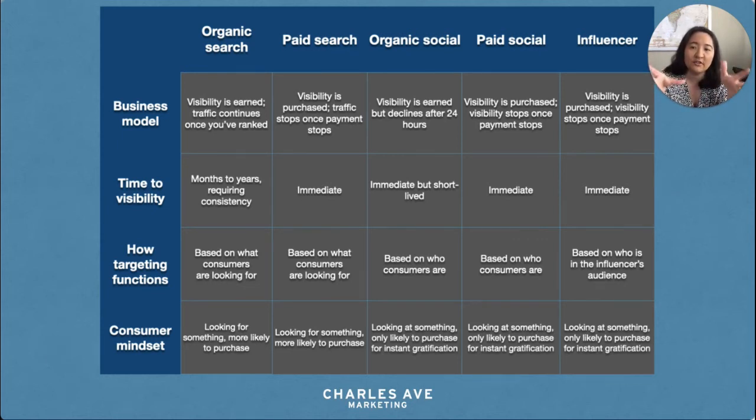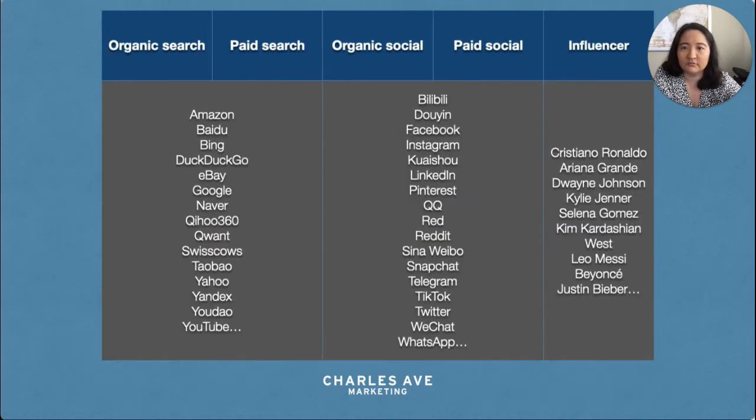So these 5 columns represent general categories of online channels. And wherever you're exporting your goods and services, they're going to have specific channels within each of these columns. So within search and within social. So this chart shows some of the major search engines and social networks around the world. Now, this list is nowhere near exhaustive, but it helps to demonstrate the breadth of what's out there.